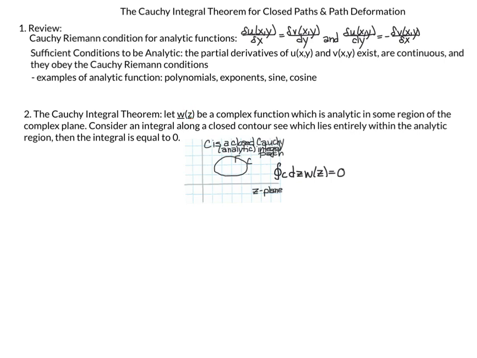Now continuing with our next topic, the Cauchy integral theorem. Let w(z) be a complex function which is analytic in some region of the complex plane. Consider an integral along a closed contour which lies entirely within the analytic region, then the integral is equal to 0. Quite a powerful theorem, and we're going to use the Cauchy-Riemann conditions to give that proof.